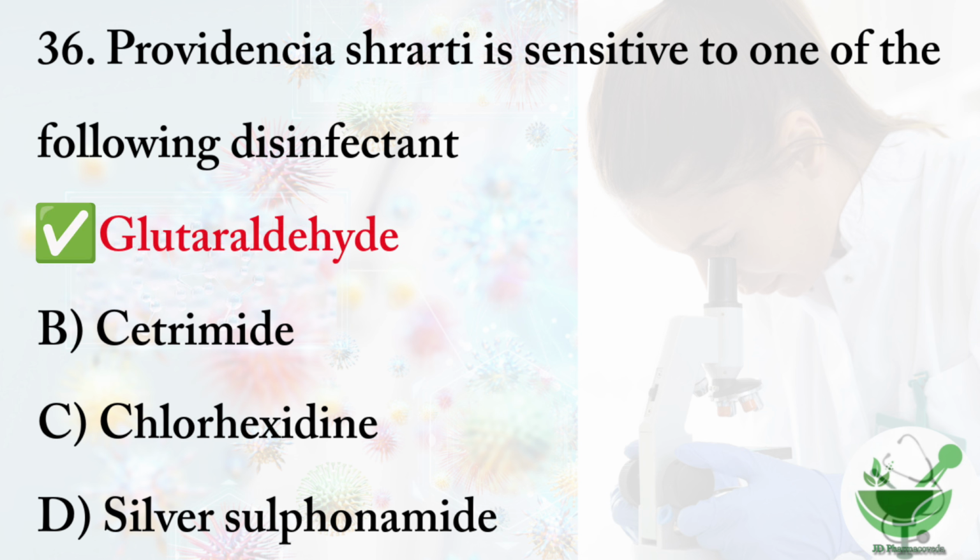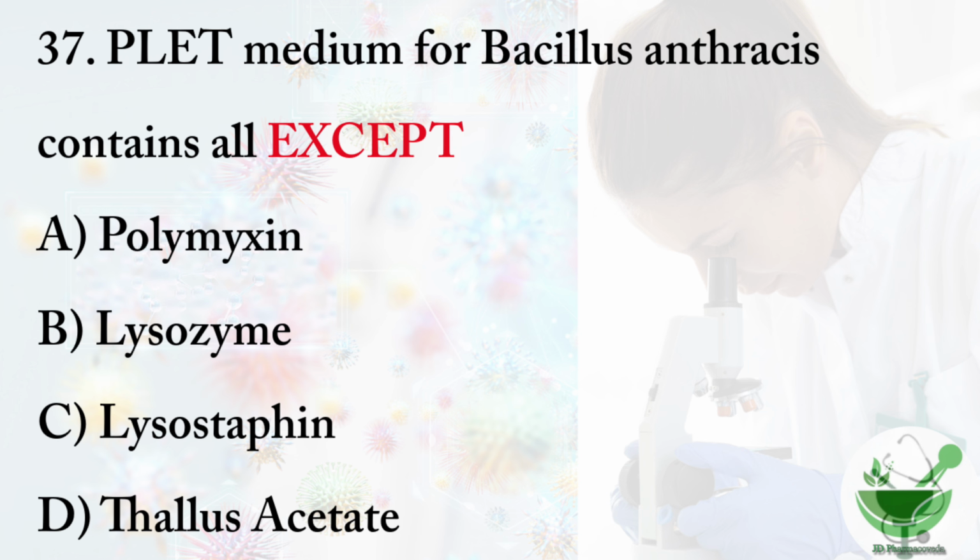Then question number 37, PLET medium for Bacillus anthracis contains all except. The options are option A, polymyxin, option B, lysozyme, option C, lysostaphin, option D, thallous acetate. So the right option is option C, lysostaphin.